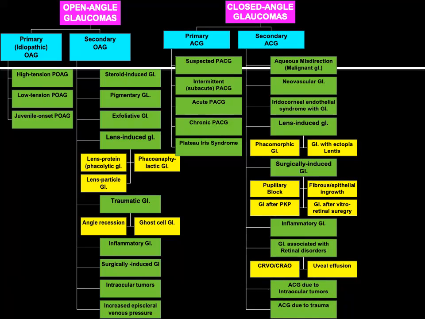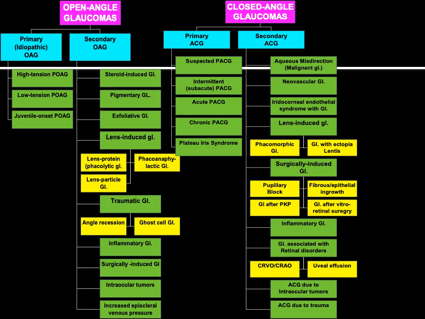The second major type of glaucoma is the closed angle glaucomas, a group characterized by narrowing and closure of the anterior chamber angle, and they can be divided into primary or secondary angle closure glaucoma. The primary type has suspected primary angle closure, subacute or intermittent types, acute primary angle closure, and the chronic type, and also we have plateau iris syndrome.